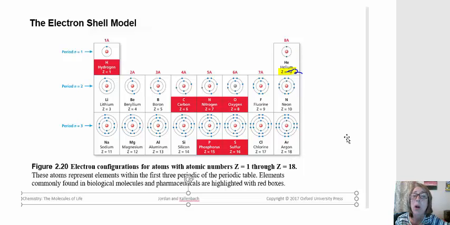So you're going to be required to determine the number of valence electrons that atoms have, and all you have to do is look at the family that element is in and look at the group number that has the letter to tell you how many valence electrons there are.